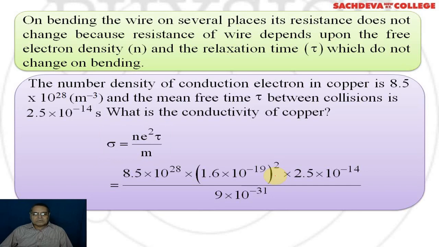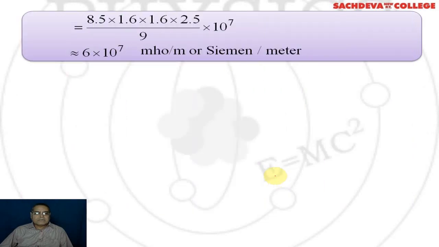The mass is the mass of the electron, 9 × 10^-31 kilograms, and the remaining values are constants. So we find that the conductivity of that wire will be 6 × 10^7 mho per meter, or Siemens per meter. You should further remember that mho refers to conductance, so it is conductance per meter. Mho is a unit of conductance, and conductance is the reciprocal of resistance. So basically, conductivity is conductance per unit length, or Siemens per meter.